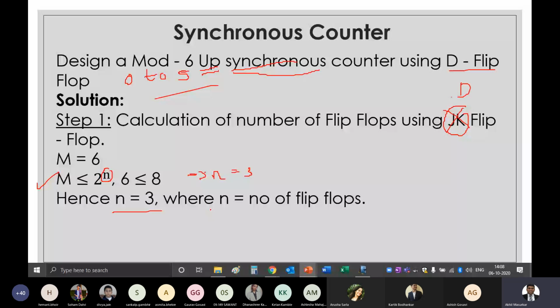Today I'm going to go design-wise a little bit faster, but we will see more and more circuits. That is the objective.